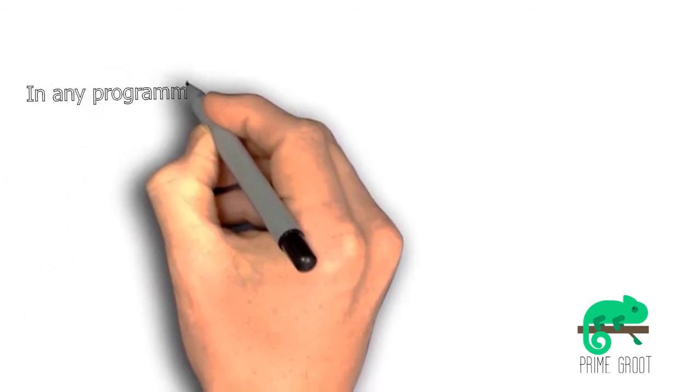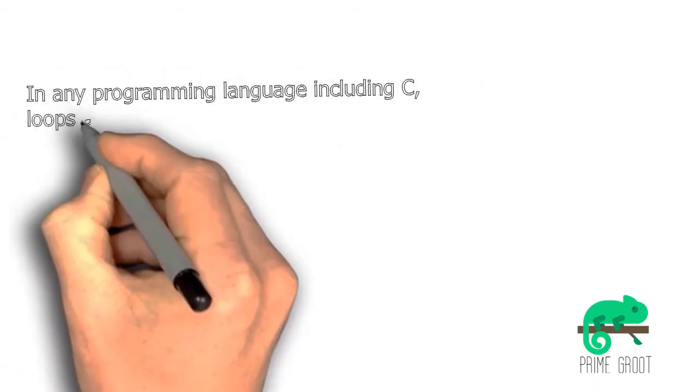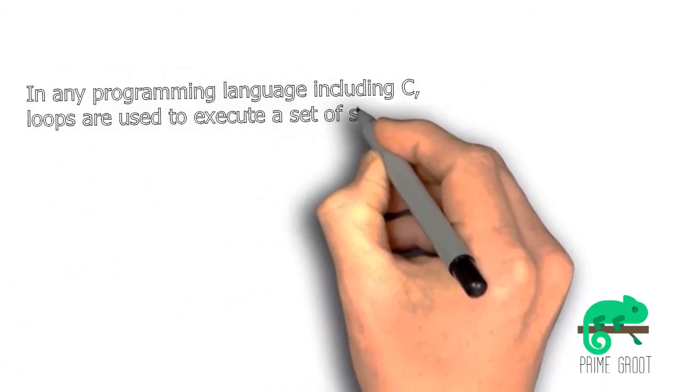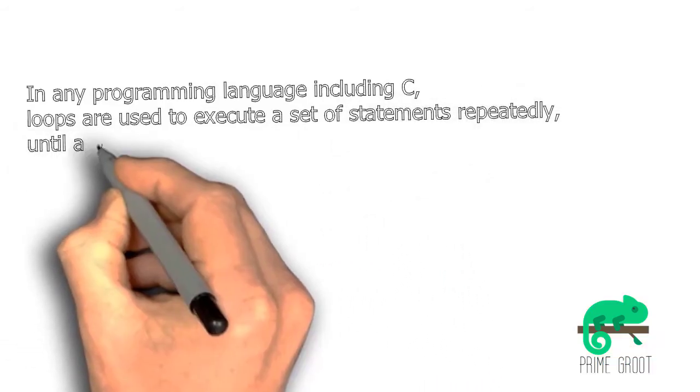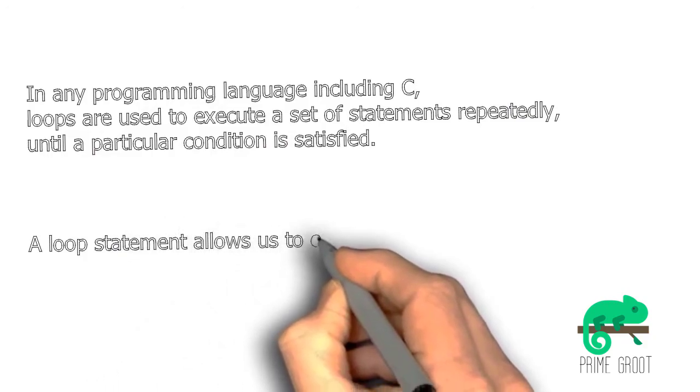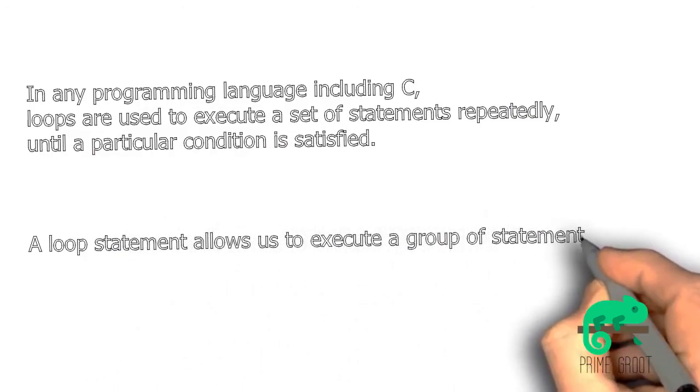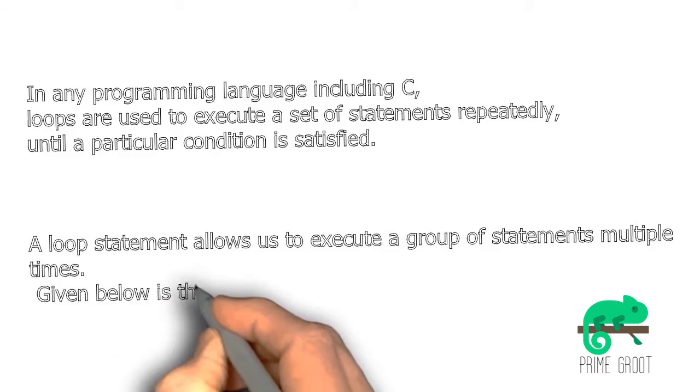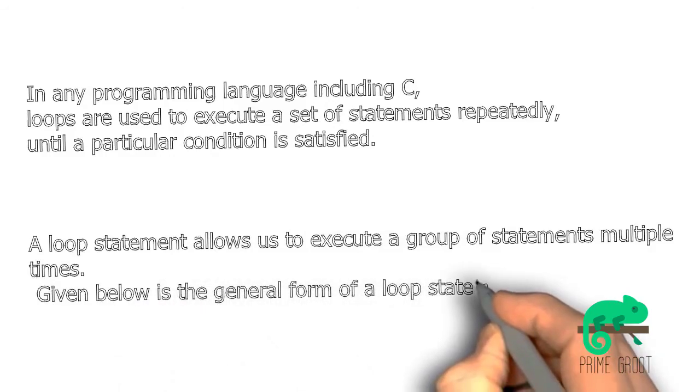In any programming language including C, loops are used to execute a set of statements repeatedly until a particular condition is satisfied. A loop statement allows us to execute a group of statements multiple times. Given below is the general form of a loop statement.